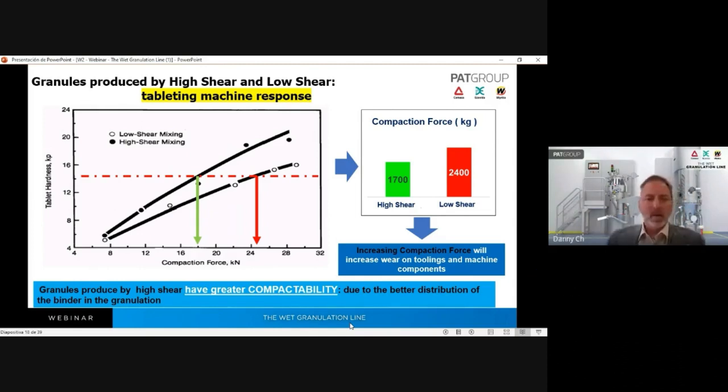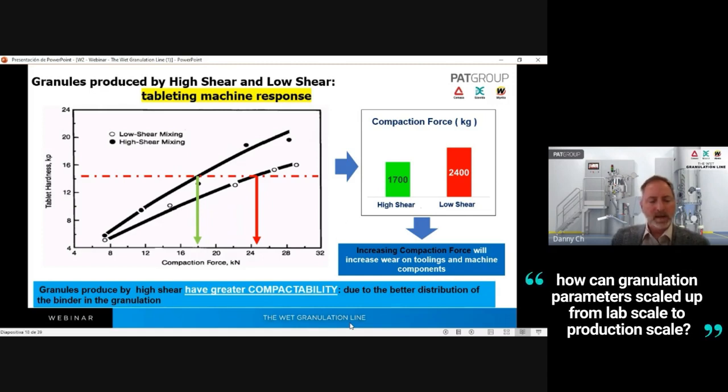Okay, well, one moment. We have one more question. The question is from Muktak Madeha. How can granulation parameters scale up from lab scale to production scale? Okay.